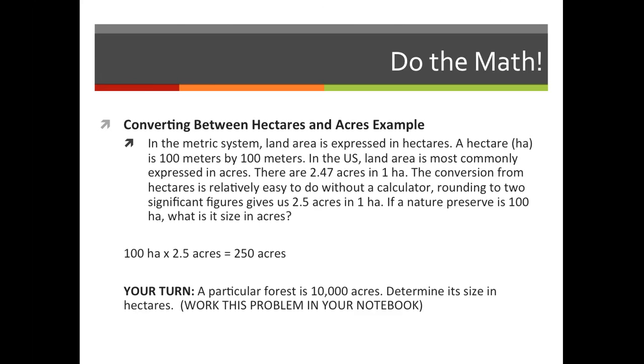So, your question here: if a nature preserve is 100 hectares, what is its size in acres? What you have to do is convert from hectares to acres by multiplying 100 hectares by 2.5 acres, and that gives you 250 acres. Fairly simple to do.